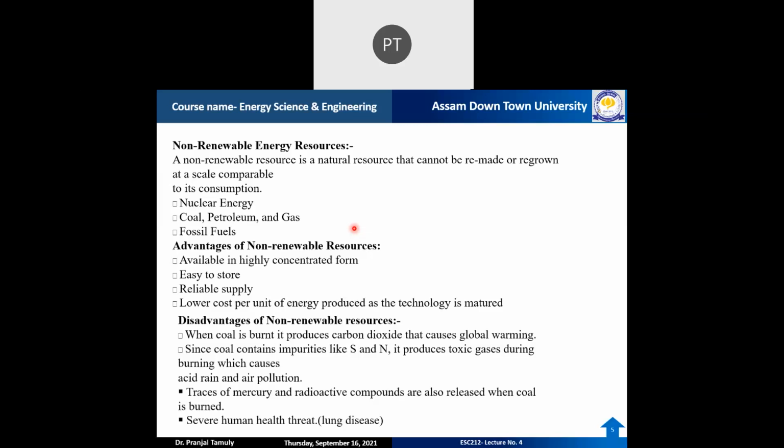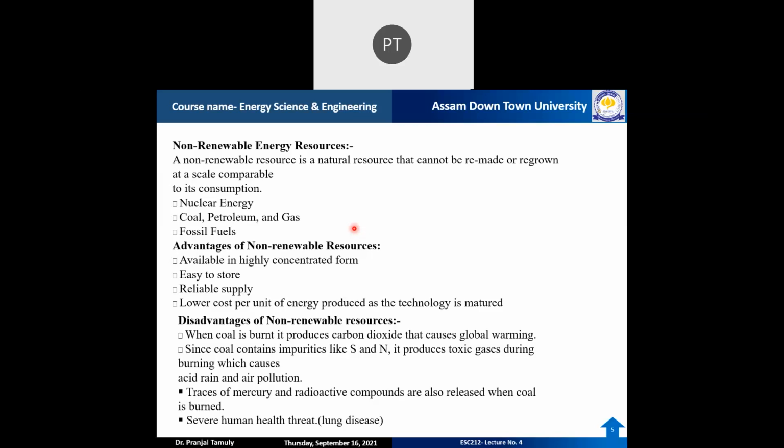So when coal is burned, it produces carbon dioxide that causes global warming, as I explained earlier. So this source of energy is also accompanied with different pollutants. So carbon dioxide is one major pollutant that is produced due to burning of coal. Since the coal contains impurities like sulfur and nitrogen, it produces toxic gases during burning, which causes acid rain and air pollution. So these are the different consequences of using coal or petroleum products, which cause acid rains and different air pollution problems.